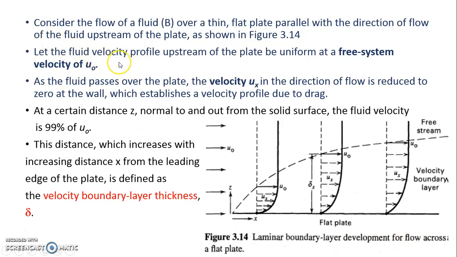Let the fluid velocity profile upstream of the plate be uniform at a free stream velocity U naught. U naught is increasing with the increase of elevation. As the fluid passes over the plate, from this direction to the right, the velocity ux in the direction of flow is reduced to 0 at the wall, which establishes a velocity profile due to drag.